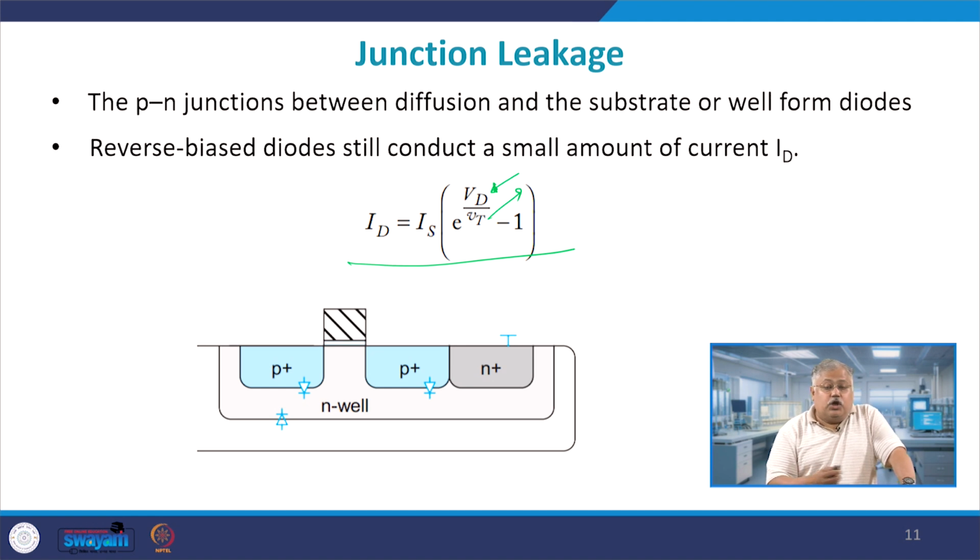And therefore this gives you the leakage current, and it depends obviously on the temperature also. So as the temperature goes on increasing, you will see that this quantity goes on increasing. When this quantity goes on increasing, this quantity goes on decreasing, which means that minus 1 will go on decreasing. So at higher temperature the junction leakage will have a lesser contributory role to the total leakage current flowing through the device.